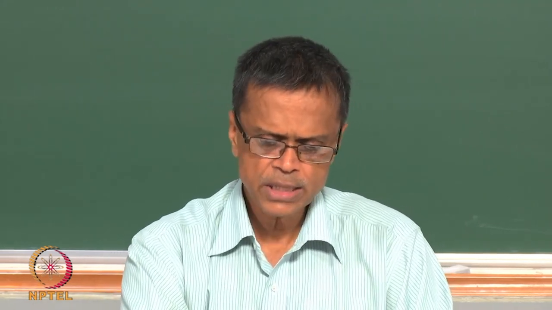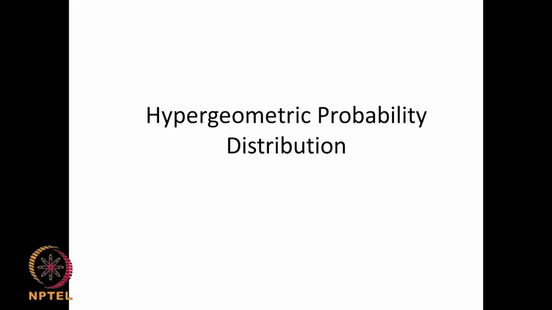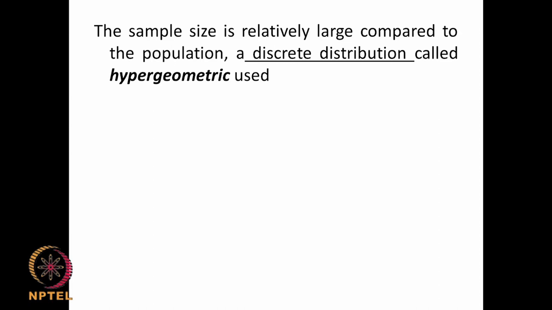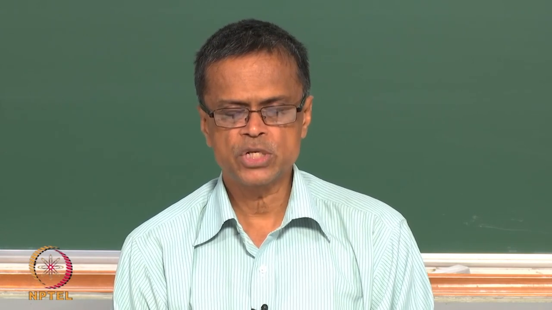Okay, now let's look at another distribution. That's called the hypergeometric distribution. What is the hypergeometric distribution? Generally, in a hypergeometric distribution, the sample size is relatively large when compared to the population of a discrete distribution. So the sample size is quite large, whereas normally, in the normal distribution, the sample may be small and the population is very, very large.